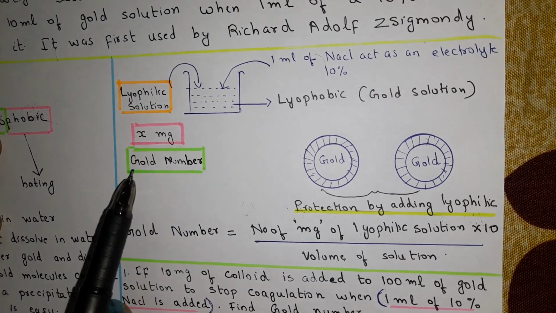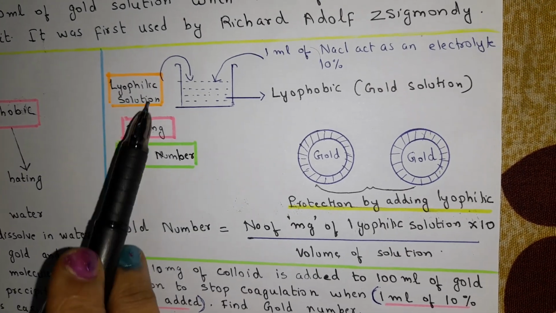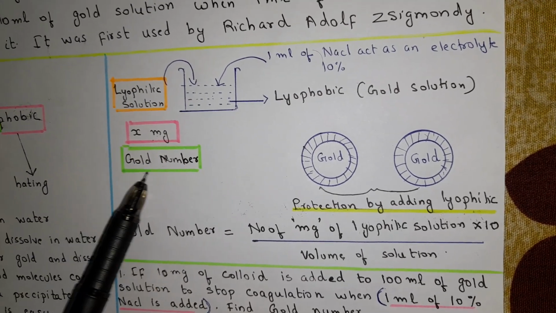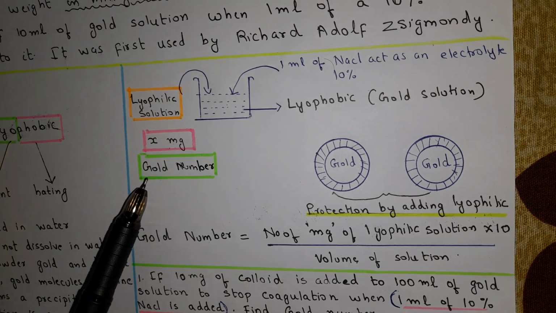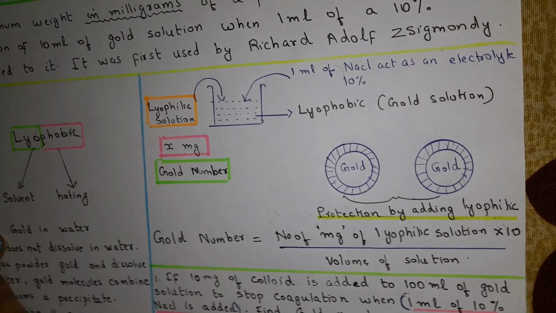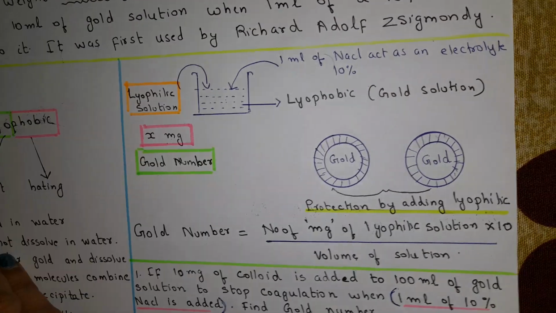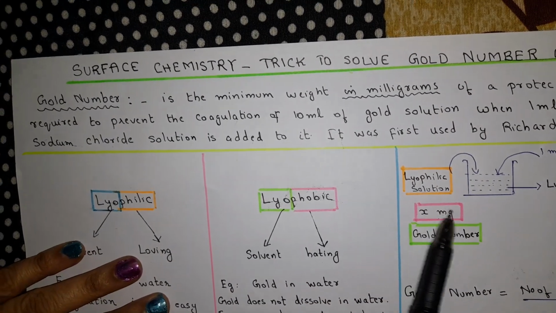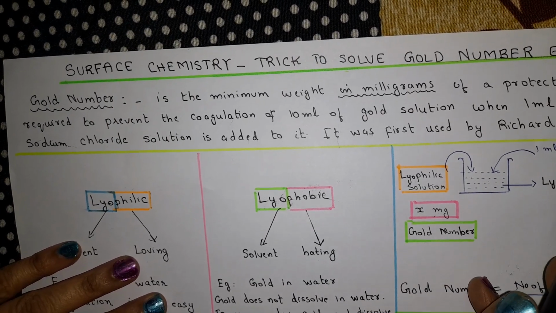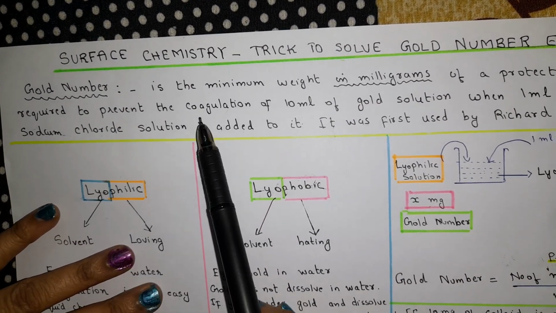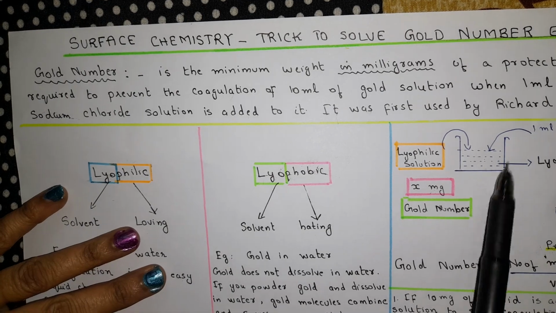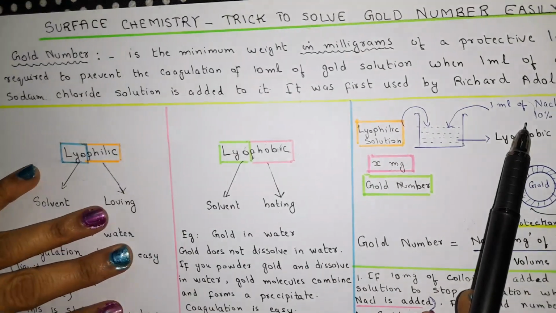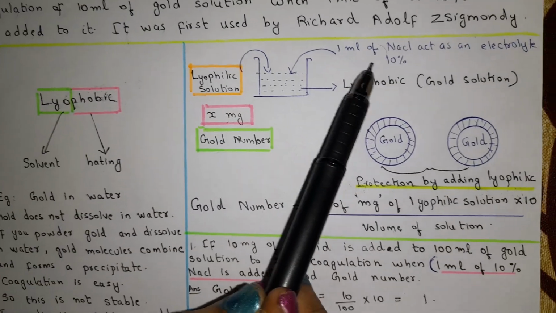So this x milligram is the gold number, what we are adding. That is, if you add x mg of lyophilic solution, that is what we call the gold number. So again, if you go back to this definition, you can see that gold number is a minimum weight in milligrams. That is, we are adding x milligram of a protective lyophilic colloid that is needed to prevent coagulation. Here we are taking 10 ml of gold solution and adding 1 ml of 10% NaCl as electrolyte.